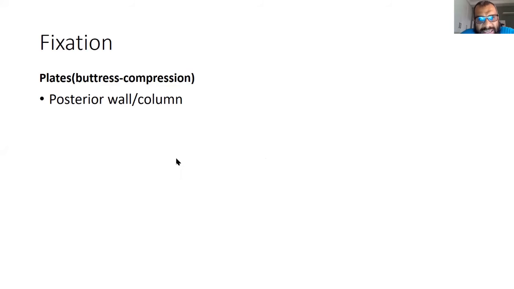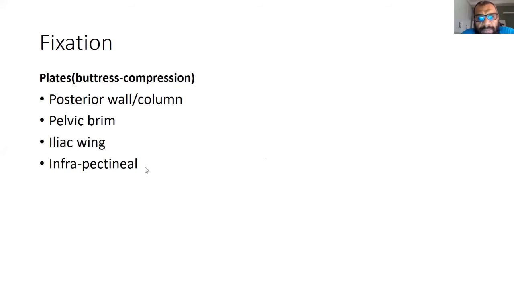fracture. The classic buttress plates are again the posterior plates, wall or column, the pelvic brim plates, and the iliac wing plates. And lastly, the infrapectineal plate, which allows direct buttressing of the medial side of the acetabulum through the Stoppa window, which is also called the quadrilateral plate.